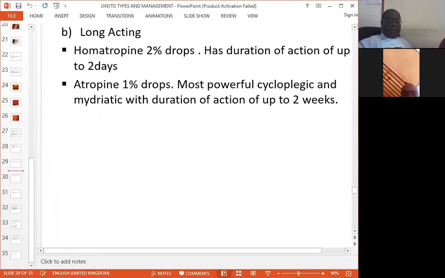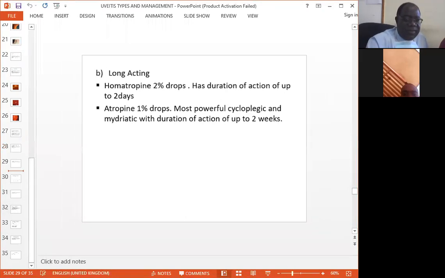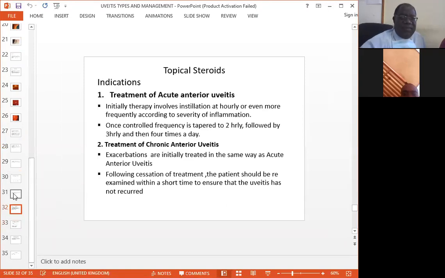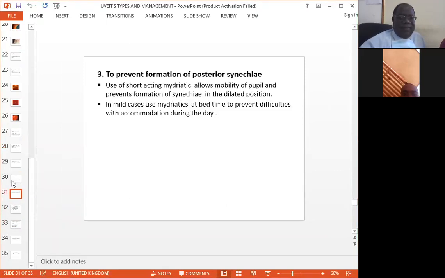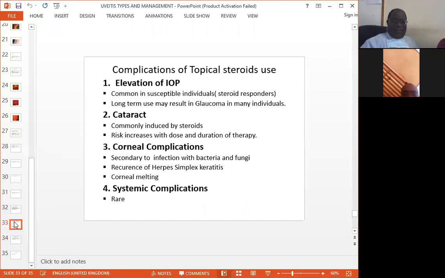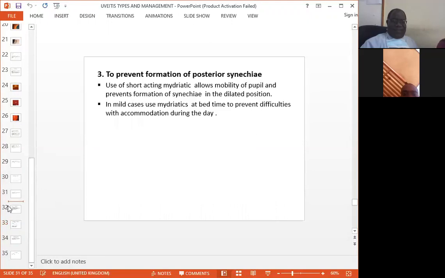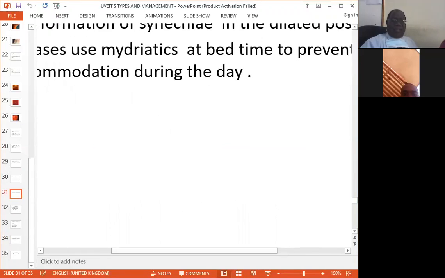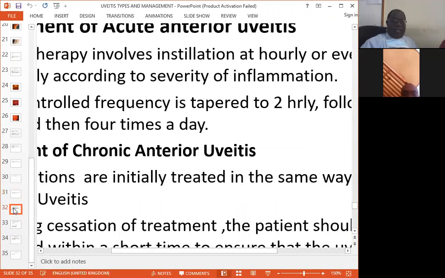Which one? Which one? You went back to another slide. Where are we first? There. We did this. Which one? This one. To prevent formation of post-stress and use short-acting immediate. Okay. Where are we? That's there. Now we are coming here. Just a minute. We're sorting out one or two issues.